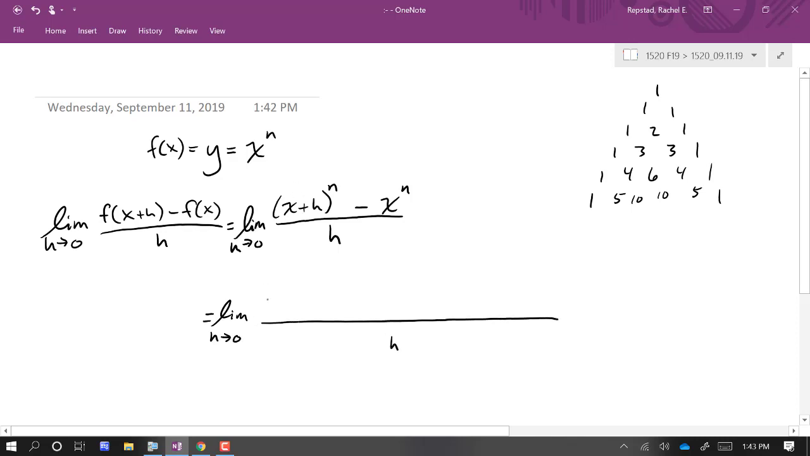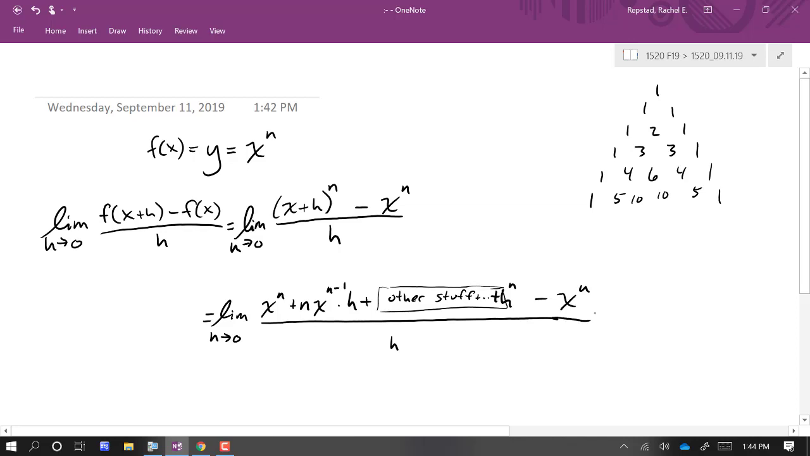X plus h to the n is x to the n, plus n x to the n minus 1 times h, plus some other stuff. That's all I need to know. There's some other stuff, plus h to the n. I know the last one too, right? Okay. And then I'm subtracting x to the n.